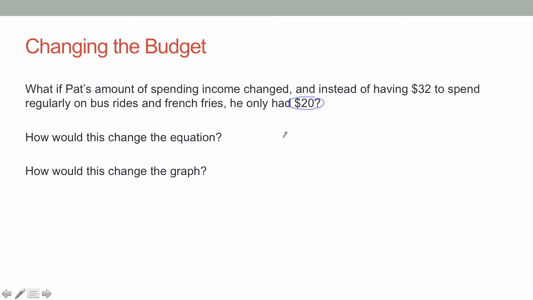Well, in terms of the equation, it's still $1 per french fry, so 1 times X, which is my number of french fries. It's still $2 for bus tickets, so $2 times however many bus tickets. But the $20 is a new budget constraint, right? It's going to change the equation with the 20 right there. In terms of the graph, it's going to lower the graph.